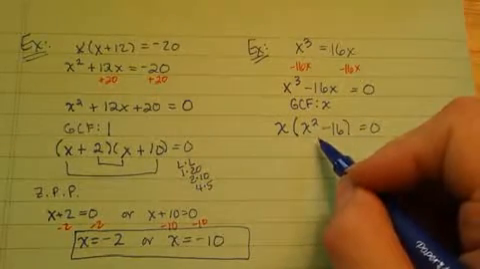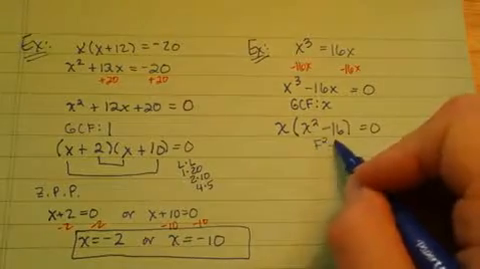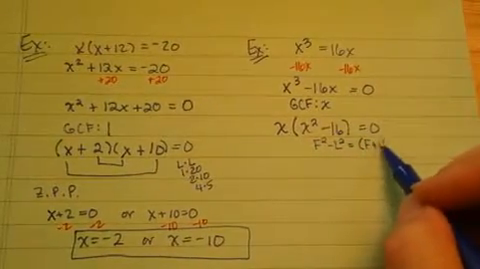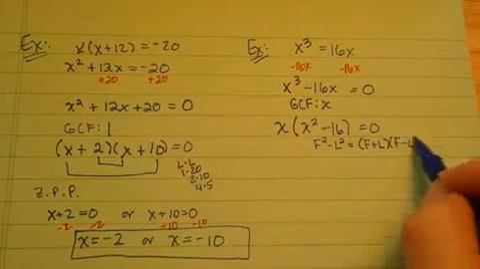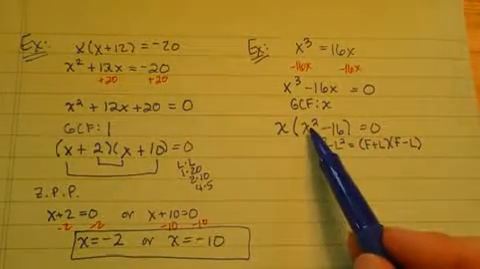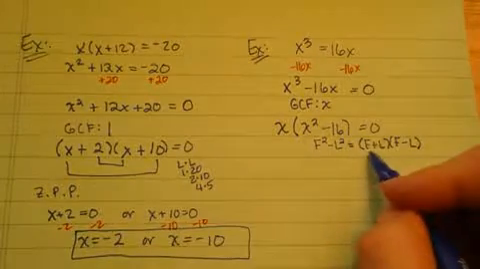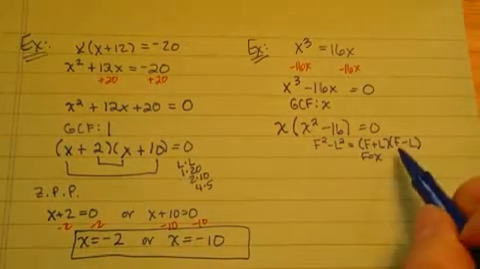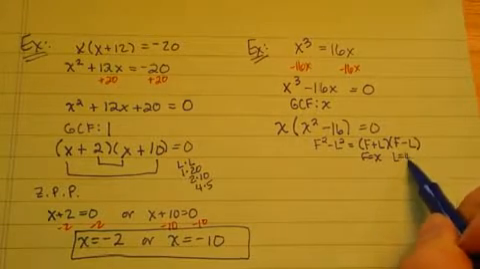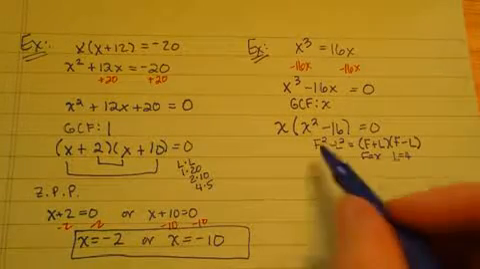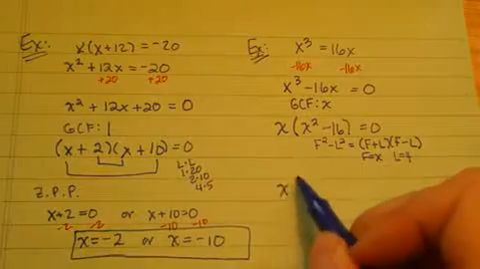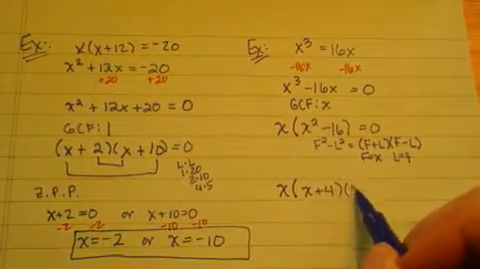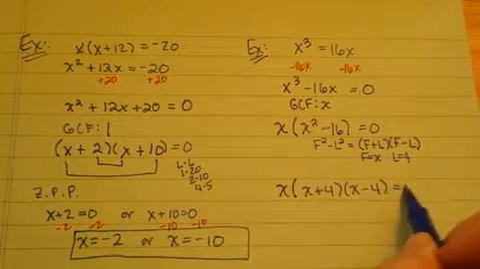So it looks like difference of squares, so f squared minus l squared, which factors into f plus l times f minus l. First times first is x squared, which tells me that f is x. Last times last is 16, which tells me that l is 4. I'm going to factor this into x times x plus 4 times x minus 4 equals 0.